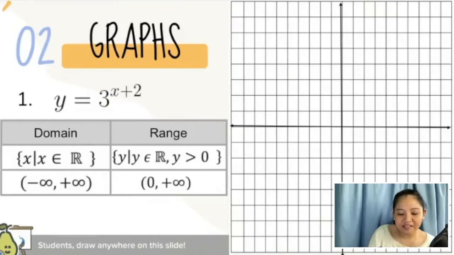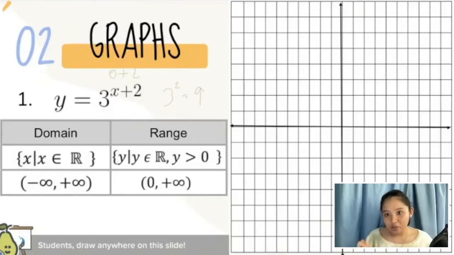If we have x is equal to 0, that would give us 3 raised to 0 plus 2, which would give us 3 raised to 2, which is 9. So I have the ordered pair 0, 9. Or in table of values, I can write x as 0 and then y as 9. So I can graph it here. Let's say I'm just going to put the interval of 2. So tigda dalawa. So 2, 4, 6, 8. I can put my 9 in the middle of 8 and 10. So that's 0, 9.